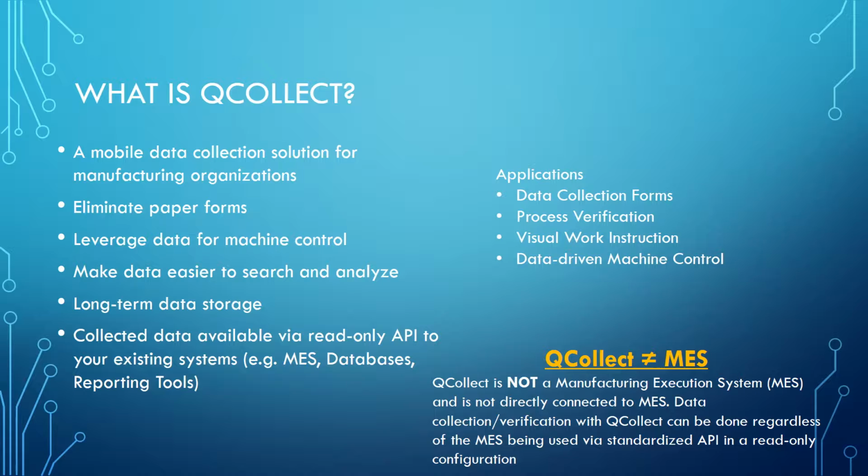Mobile devices are used to fill out digital forms whose data is then automatically organized and made easily available. It eliminates paper forms that are traditionally filled out by hand and then filed away and forgotten. Your data is made easy to search and analyze and is maintained for the long term. Your data is also made available to your existing MES, database, and reporting tools via a read-only API.